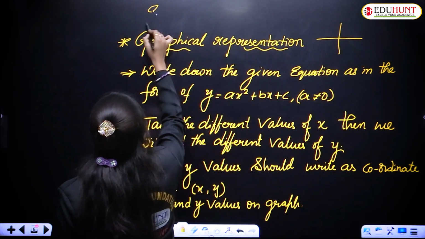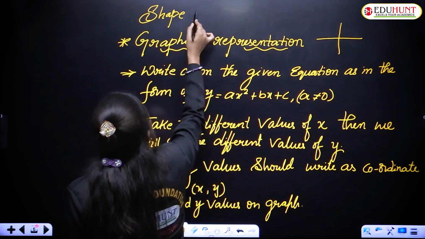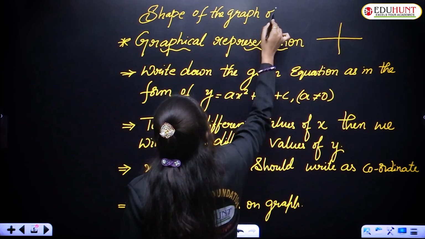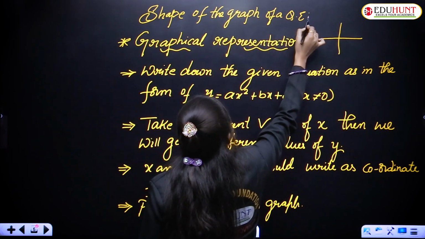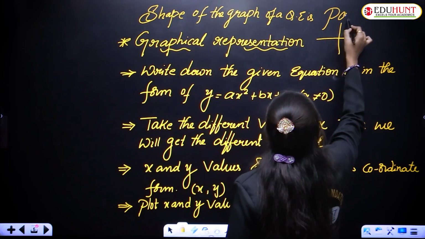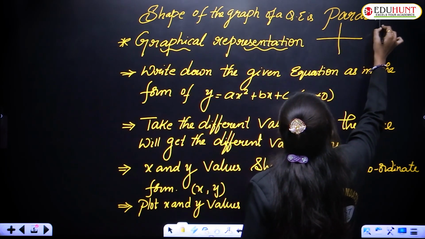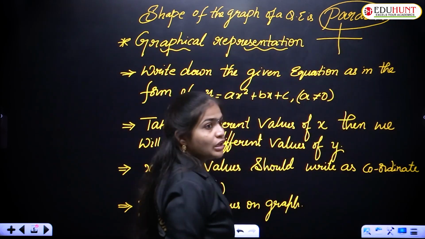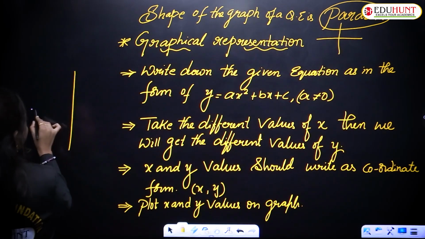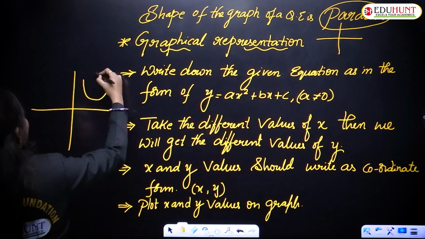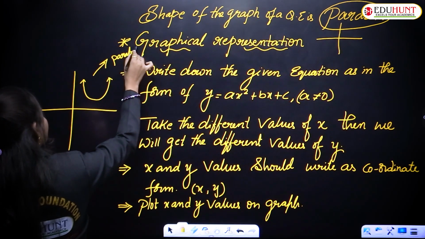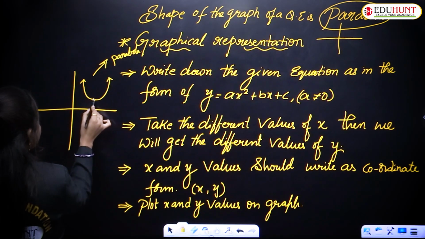What is the shape of that graph? The shape of the graph of a quadratic equation is a parabola. What is the shape? The shape is a parabola. Do you know the shape? This is called a parabola.